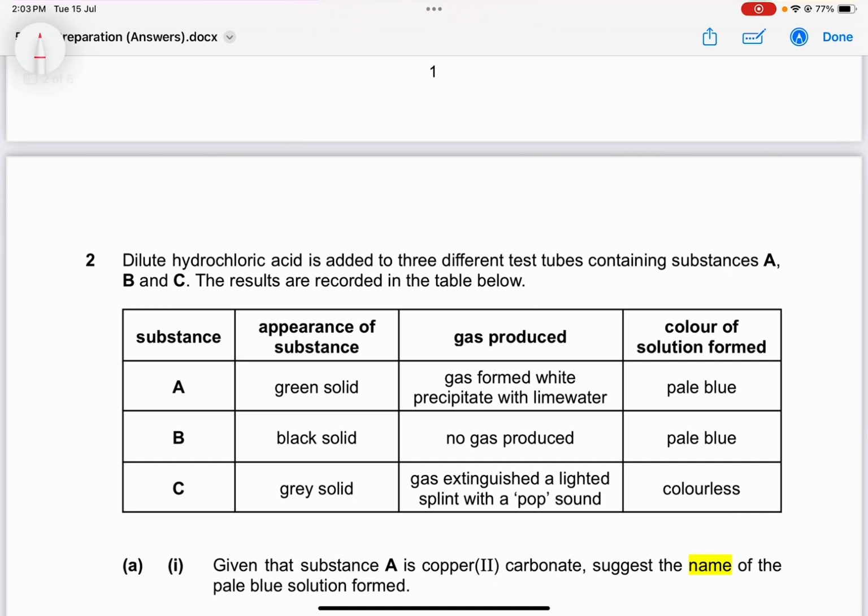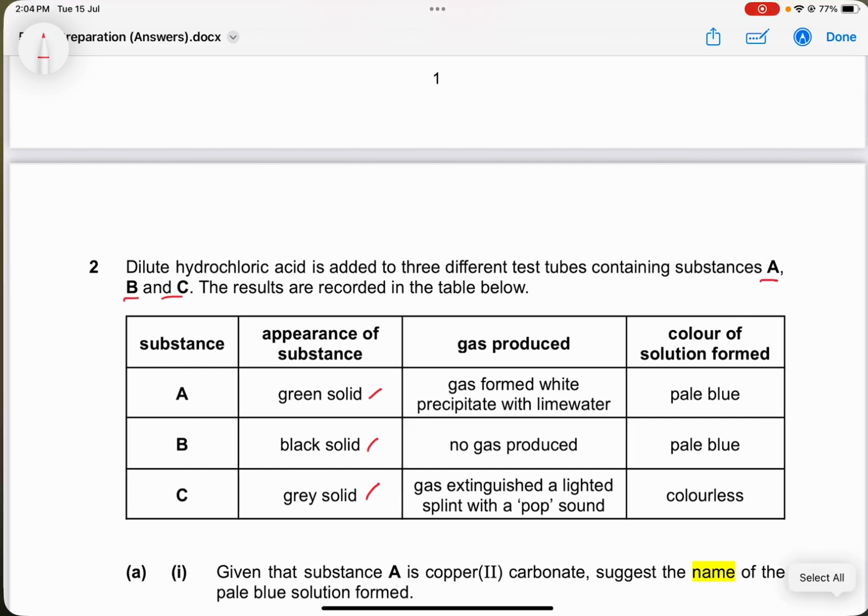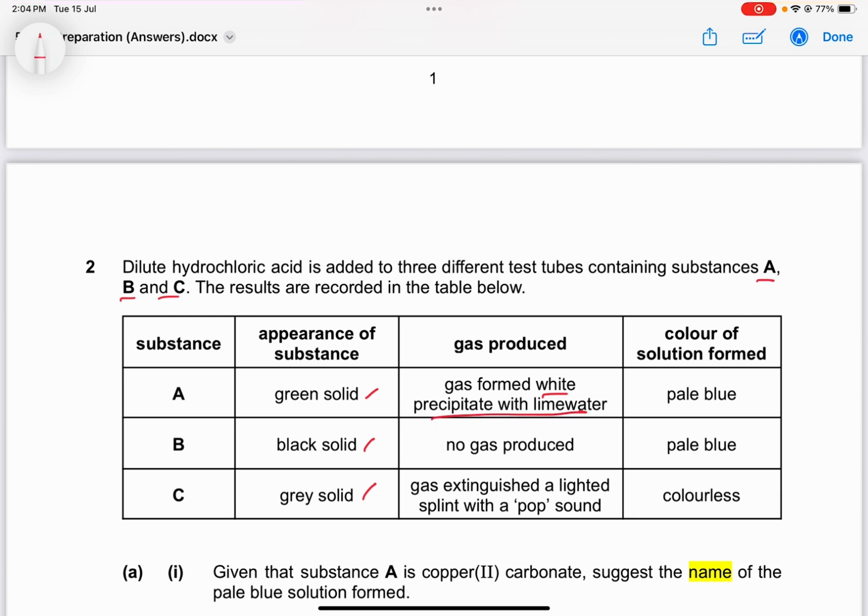Next question. Dilute hydrochloric acid is added to 3 different test tubes containing substance A, B, and C. The results are shown. So first thing you see is the different appearance of the solid. I got green solid, black solid, and gray solid. When I add acid to them, you realize A has a gas produced, and the gas forms a white precipitate with lime water. So I know that A plus my acid will give out carbon dioxide. So what plus acid can give out carbon dioxide? You know that A must be a carbonate.